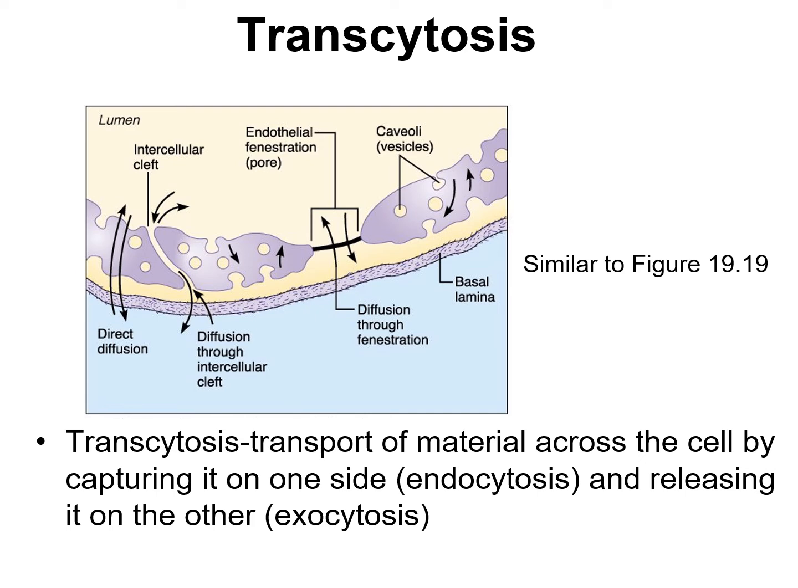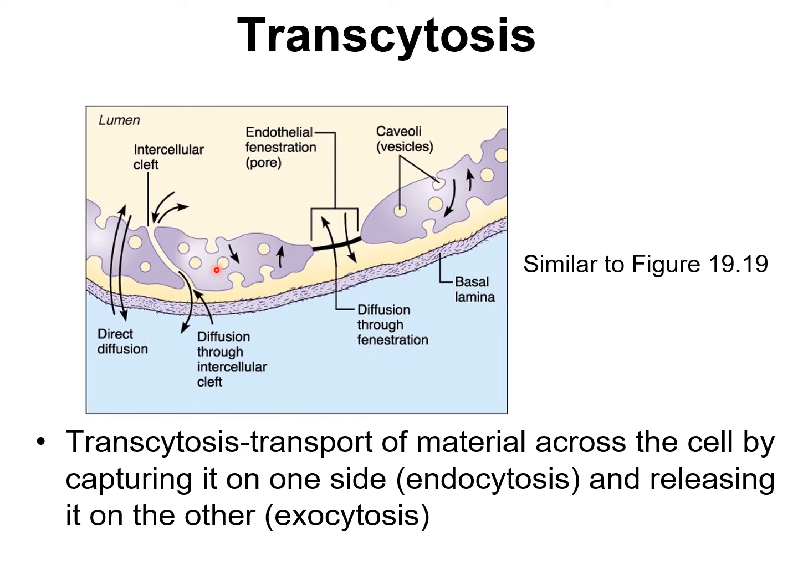Endocytosis and exocytosis can also be used to transport substances across a cell, and that process is called transcytosis. In this illustration from your book, I believe we're looking at a capillary. This is the wall of the capillary. So this would be where the blood is in the lumen of the capillary, and this would be outside the capillary.